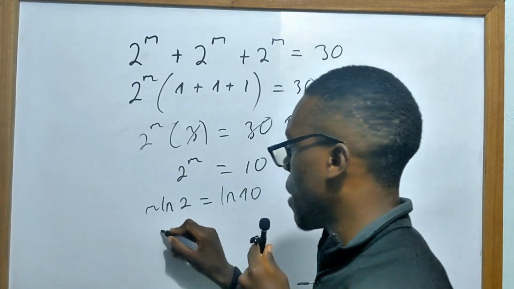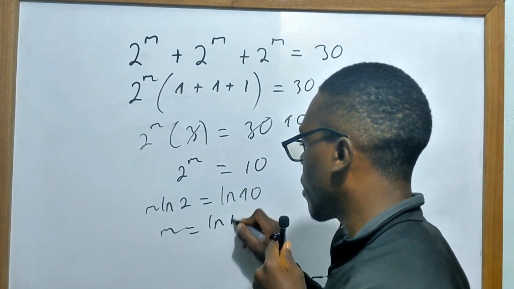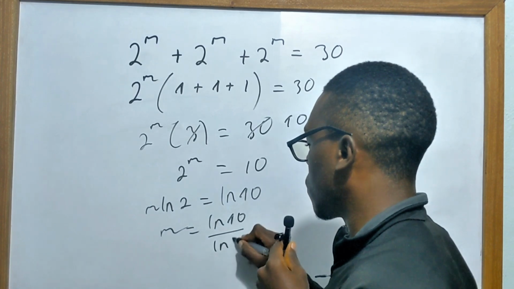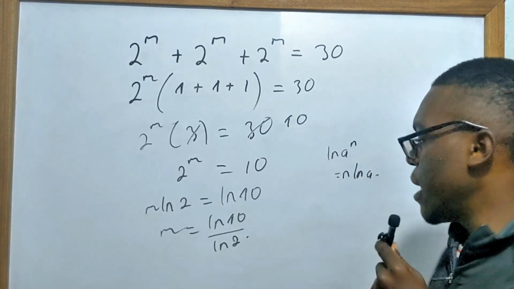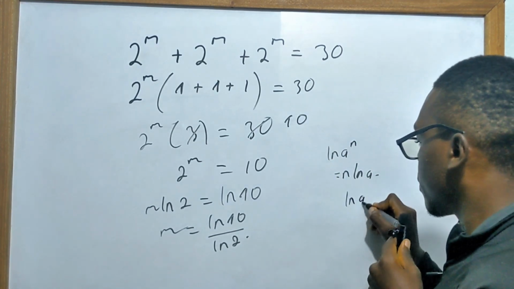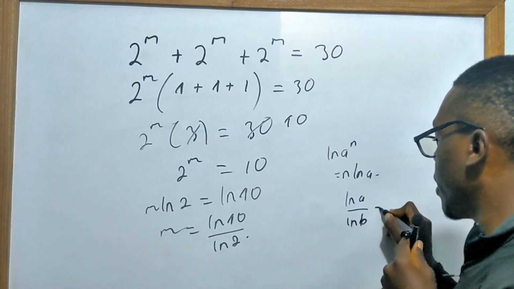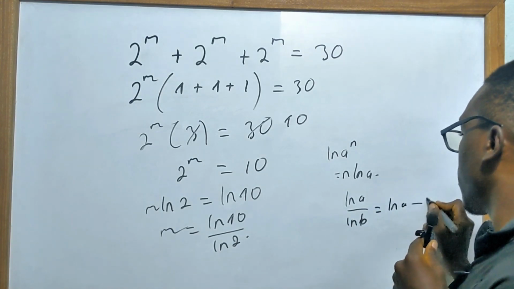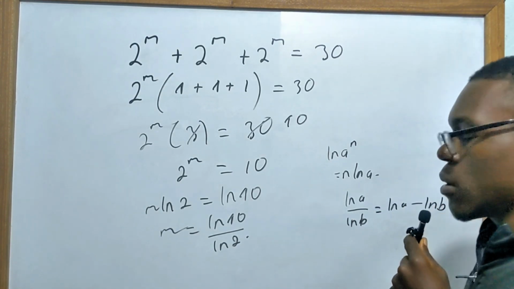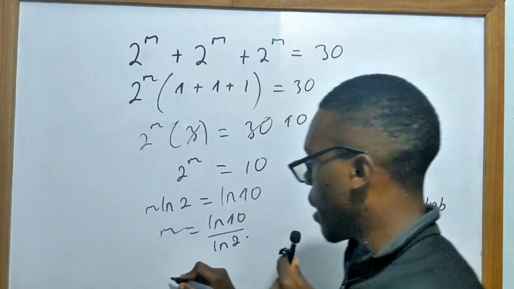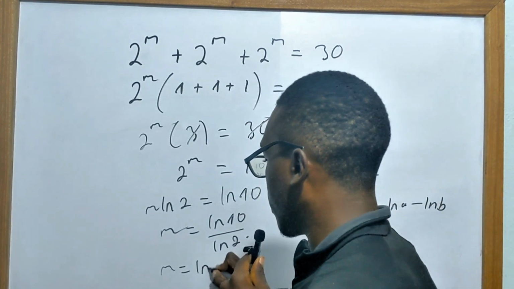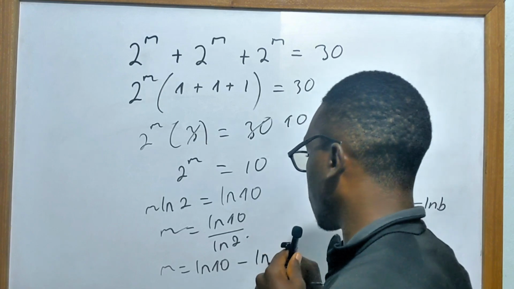Hence, we move on to have what? m is equal to ln 10 divided by ln of 2. We know also that ln of a over b is equal to ln a minus ln b. Okay, therefore m is equal to what? ln 10 minus ln of 2.